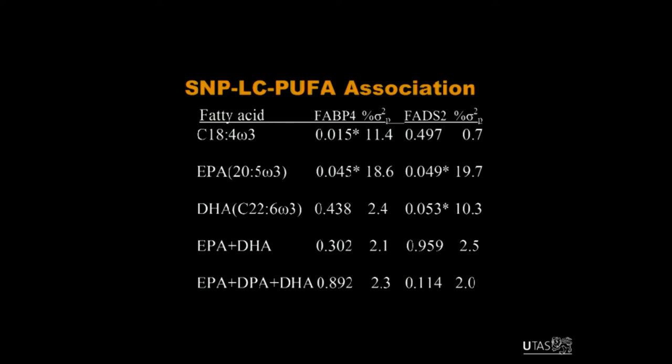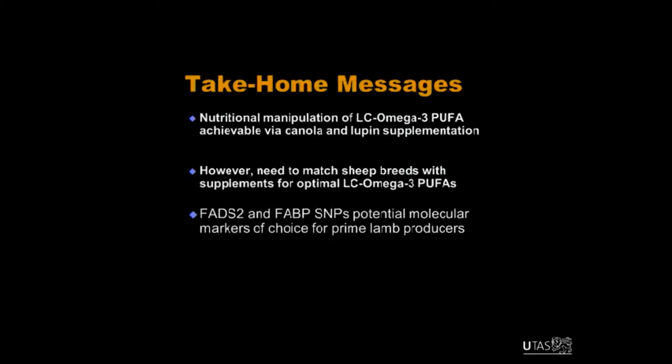Sorry, we had a higher one with the FADS2 explaining about 19.7%. So approximately 20% of the observed phenotypic variation could be linked to genotype. And that is really significant. So if you were to summarize all this, the take-home message would be that you can achieve some nutritional manipulation of LC omega-3 PUFAs via canola and lupin.